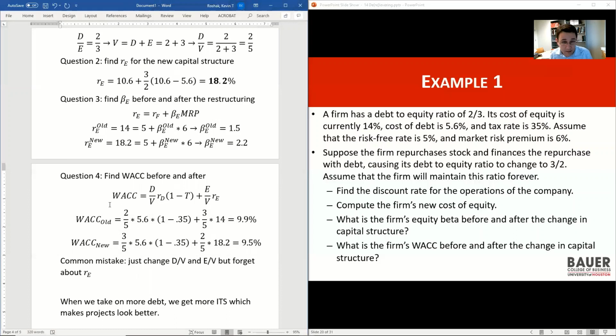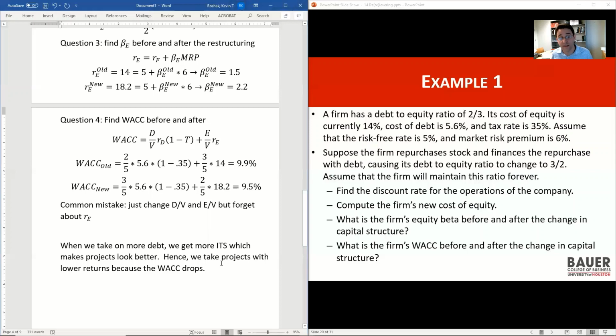But if you can get the tax breaks on top of it, then you may start to be interested in it. You may take projects that otherwise look mediocre. Now they start to look good because you get the tax shields. Okay, so that's going to effectively lower our discount rate. It's lowering our WACC. We're going to take projects with lower returns. That's all represented in the drop from the weighted average cost of capital.